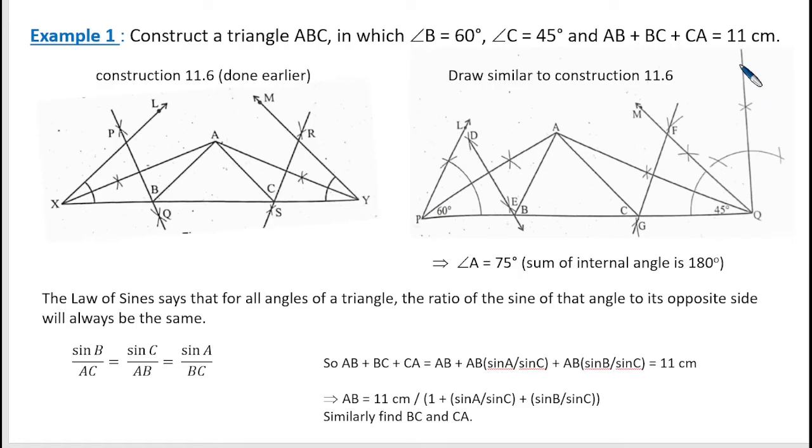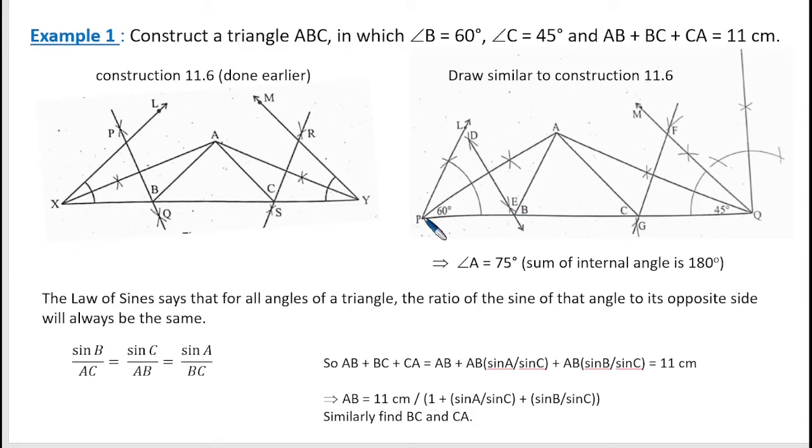Similarly for 45 degrees, you can draw 90 degrees and then bisect this 90 degrees. I have shown how to bisect an angle, and you will get 45 degrees. This ray I call ray M. This 60 degree ray is L, and this ray M from point Q is 45 degrees. Similarly here, I bisected again this 45 degree angle and this 60 degree angle, and made an isosceles triangle, and this is 60 degrees.